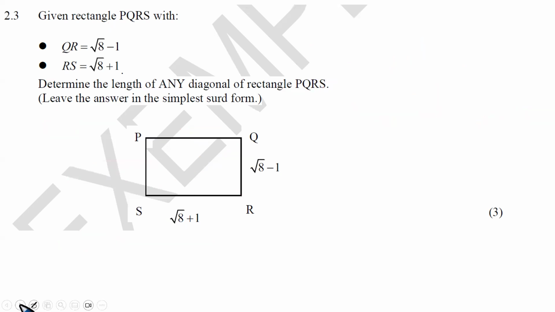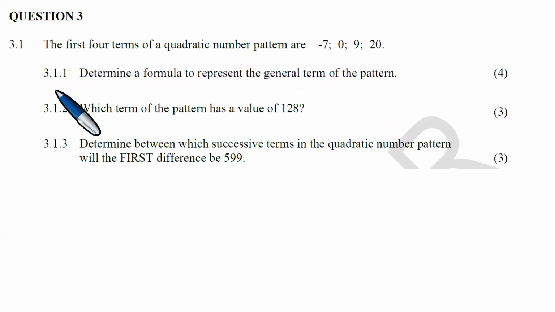I would be interested in looking at this one. The first 4 terms of a quadratic pattern are -7, 0, 9, 20. Determine a formula to represent the general term of the pattern. So let's find a formula to represent the general term of the pattern, if this is basically a quadratic pattern. So you'd have -7, 0, 9, 20.